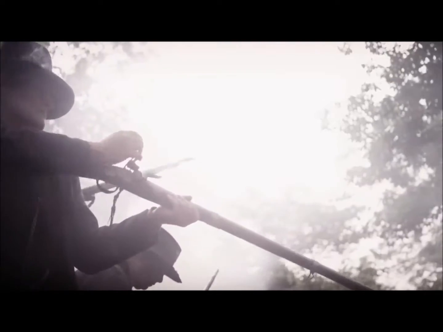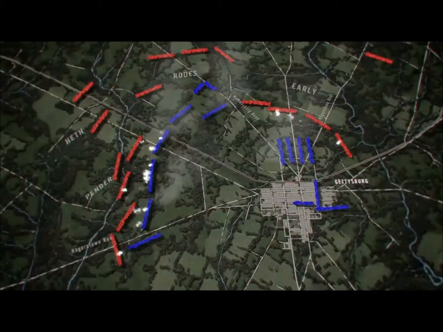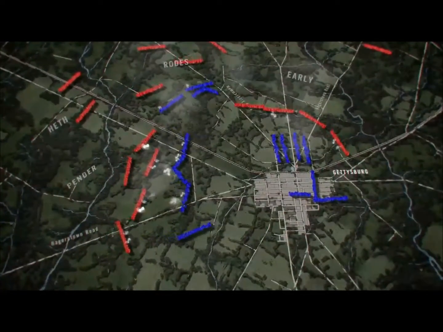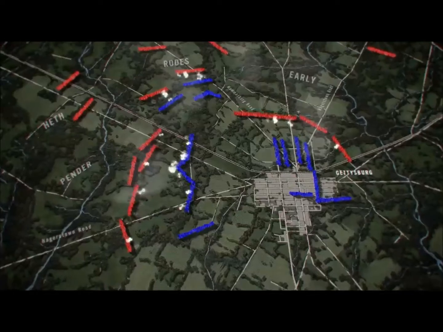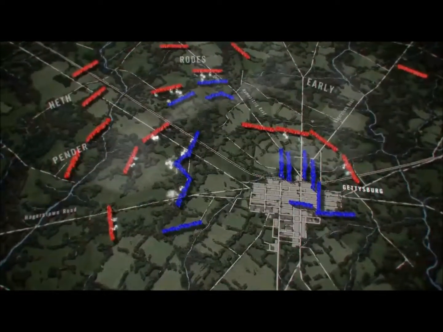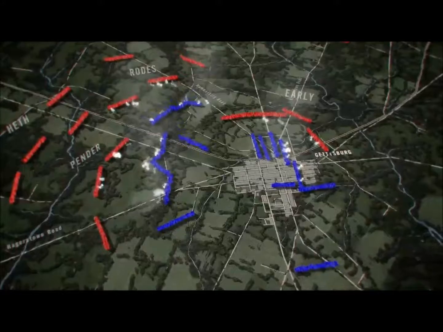Yankees are fighting a losing battle on the left, too. After a savage firefight in Herbst Woods, they fall back to Seminary Ridge. Cannons and small arms blast the attacking rebels, reinforced by Dorsey Pender's division. But numbers come to bear, and the Union line collapses.